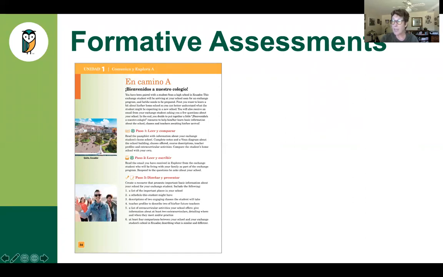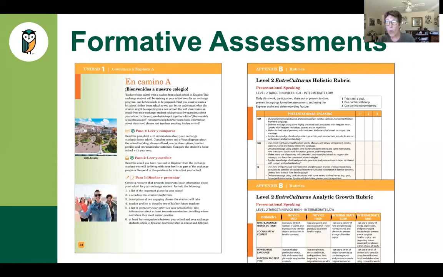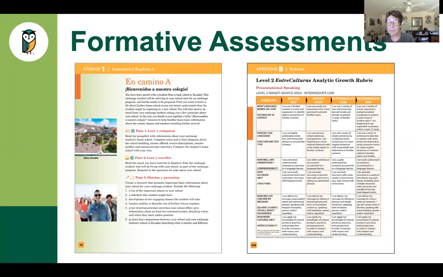Truly, any activity in our textbook could be used as a formative assessment. However, we do have a more formal formative assessment. These assessments are performance-based and they have tasks in the different modes of communication. You can choose if you want to get information on how learners are doing in all three modes of communication, or you can choose to just have them complete one or two tasks. We also have rubrics that we've created at Wayside Publishing. They are holistic rubrics like you see here in the different modes of communication, or analytic rubrics.